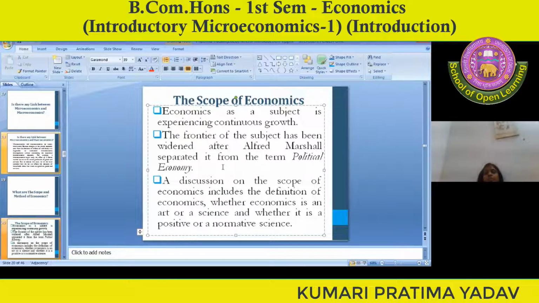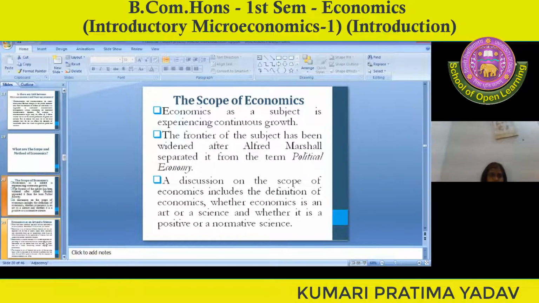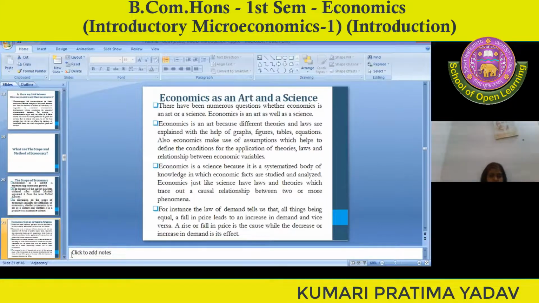A discussion on the scope of economics includes the definition of economics, whether economics is an art or a science, and whether it is positive or normative. This is a very important question to discuss. Is economics a science? Is it an art? Is it positive? Is it normative? These are the questions. A lot of questions have started. So we will go one by one and see what we can discuss.